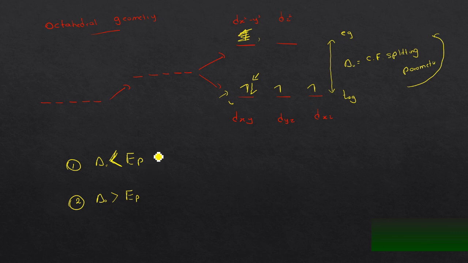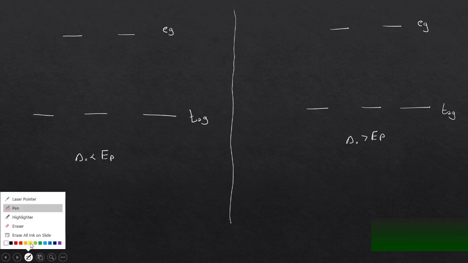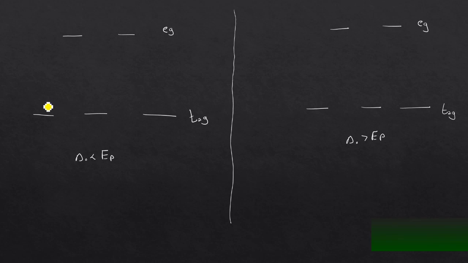So let me summarize this in a much simpler way. Here we have the two scenarios. Let's say in this case, the first 3 electrons are going to be the same, but for this 4th electron, as you can see, delta O is much smaller. So the energy barrier, or the energy gap, between these two levels is much smaller than the pairing energy. So I can easily overcome this energy barrier rather than this one. So the 4th electron goes here.